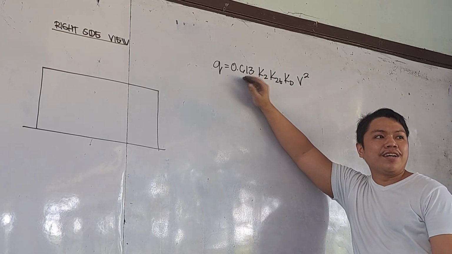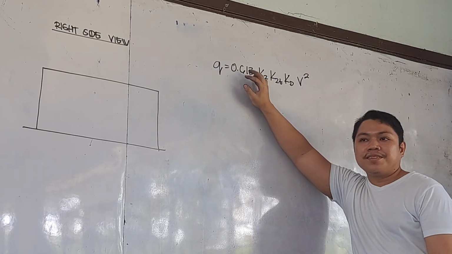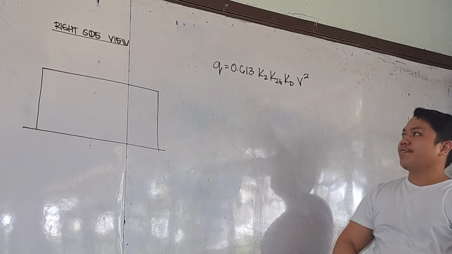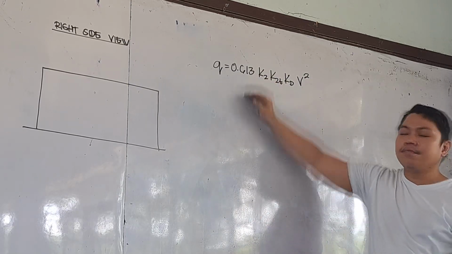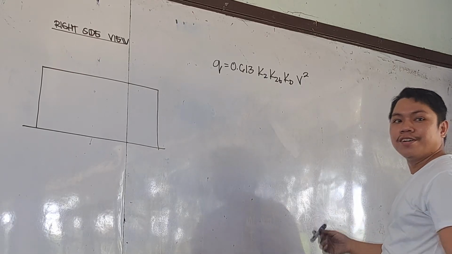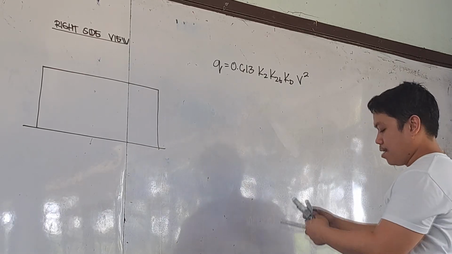Is this derived from the unit weight of air? This is not arbitrary, at a temperature of 15 degrees Celsius. 15 degrees Celsius.